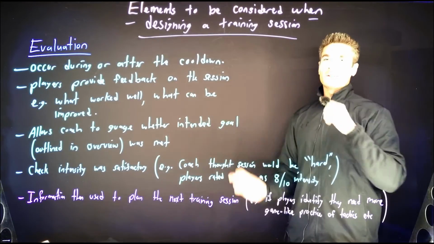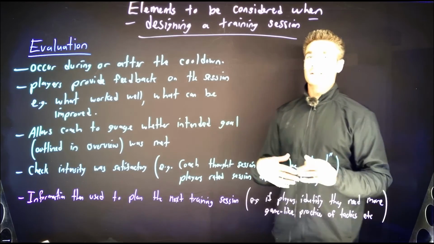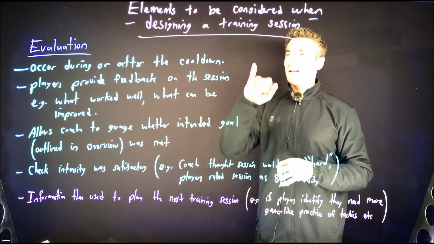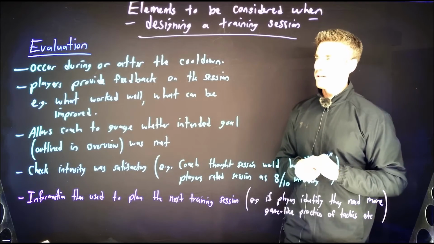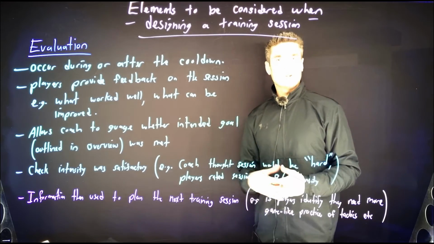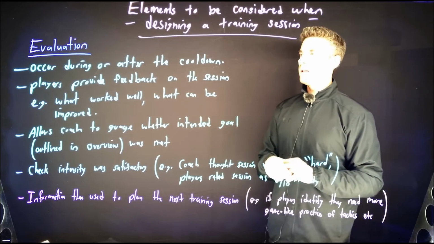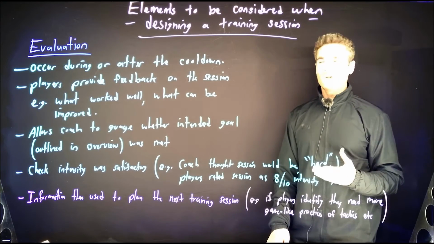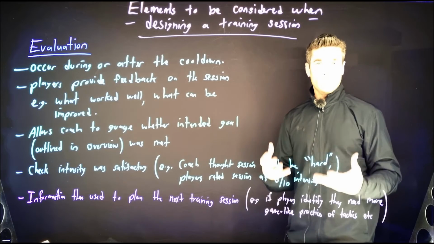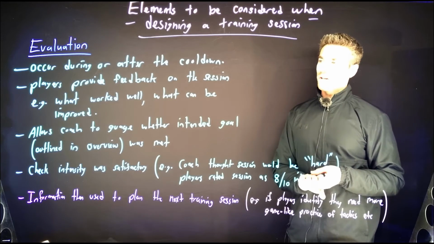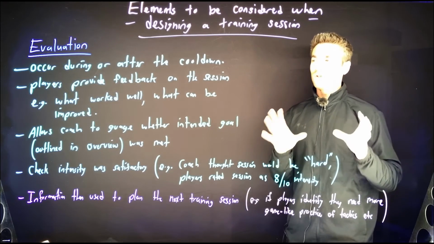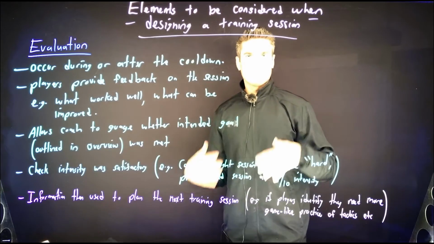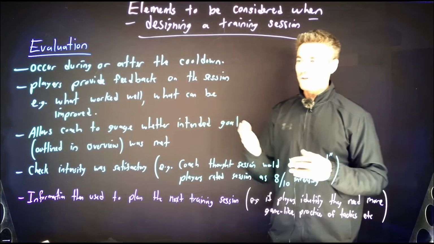And finally, we've got the evaluation component, all right? So this is right at the end of the training session. It can occur as a separate part of the training session, or you can actually do it during the cool down, all right? It is a part where players will provide feedback on the session to the coach, e.g. what worked well, what could be improved. It allows the coach to therefore gauge whether the intended goal, which was outlined right at the start, providing an overview of the session, was met or not.